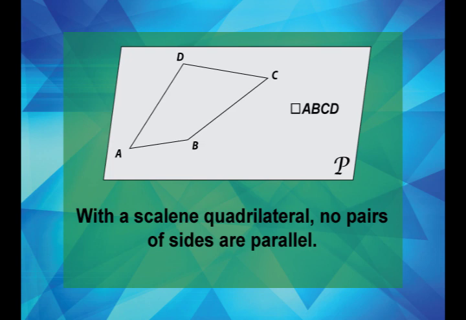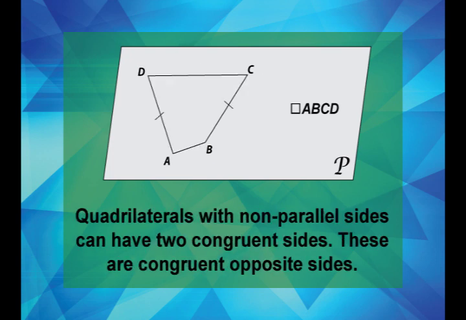Now let's look at quadrilaterals with congruent sides. Quadrilaterals with non-parallel sides can have two congruent sides. These are congruent opposite sides. See how sides AD and BC are congruent? Yet there are no parallel sides.